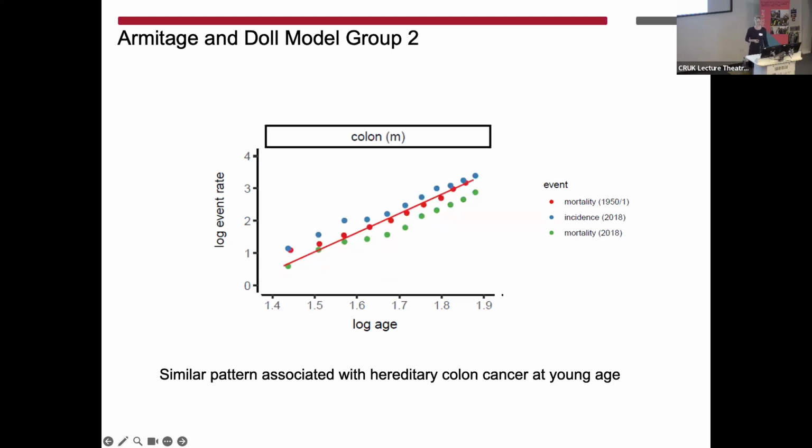So then we come to the second group I described, which is, as I show here, men with colon cancer, where although the dots are not directly on top of each other, there's a very similar trend where you see a similar pattern of increased incidence and sadly mortality at younger ages, with probably the same hereditary factors that were described by Armitage and Doll themselves.